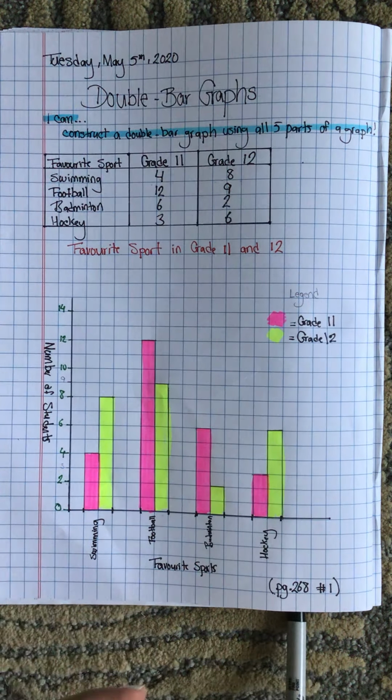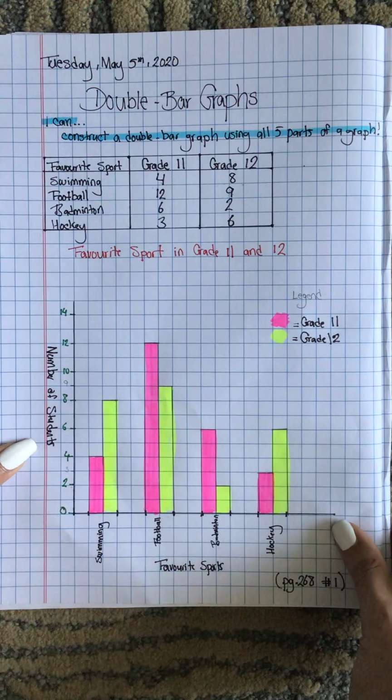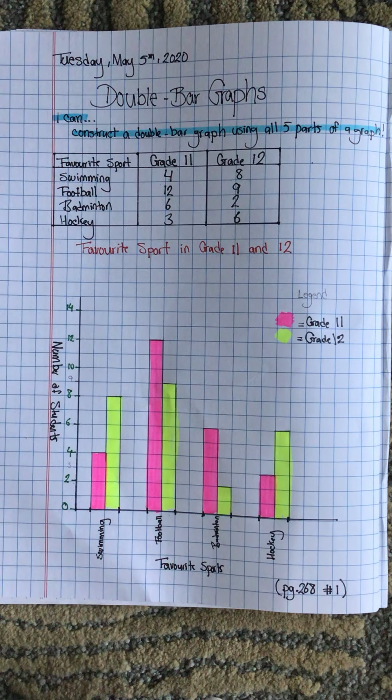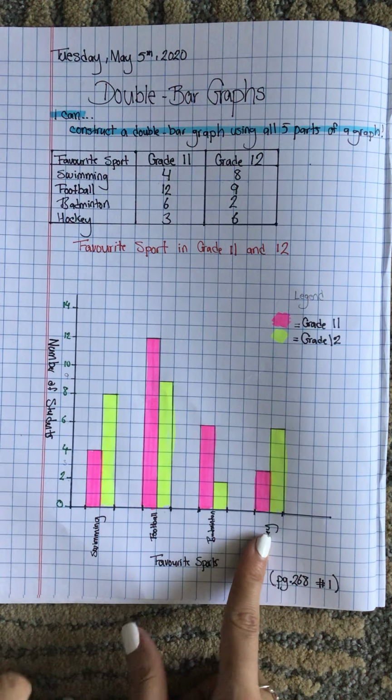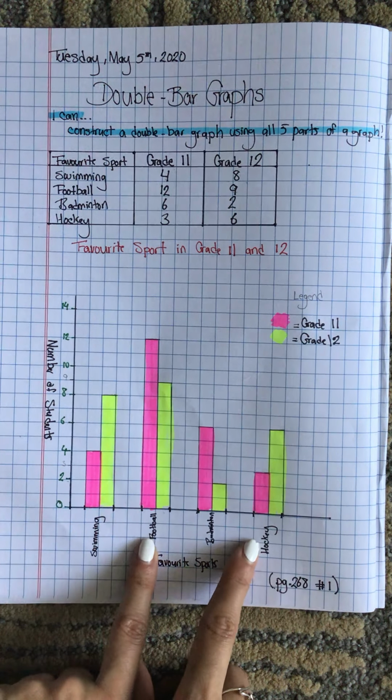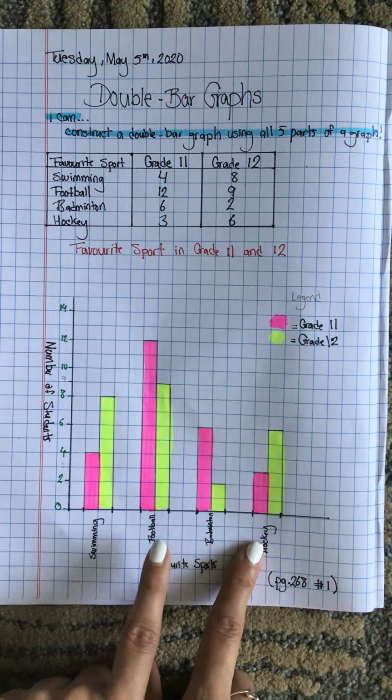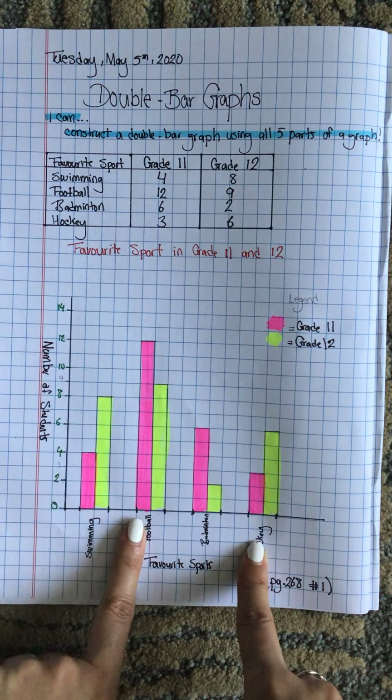What if I wanted to know some differences? So let's look at some differences. What is the difference between grade 11s in hockey and grade 11s in football? What could I make it? So listen to my question. What is the difference between the grade 11 students who like hockey and grade 11 students who like football? What is something I could say? One, I could say that more grade 11s like football, less grade 11s like hockey. I could say that only 3 students like hockey and 12 students like football.